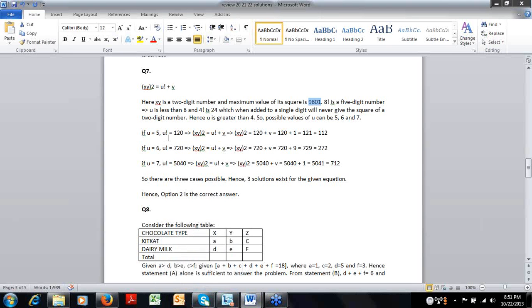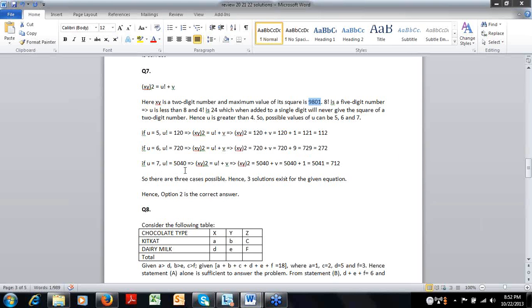If u is equal to 5, u factorial is 120. So xy square is equal to u factorial plus v, that is 120 plus 1. Okay. So 121. Then if u is equal to 6, then u factorial is 720. Xy square is equal to u factorial plus v, that is 720 plus 9. So 729. Again, u is equal to 7.